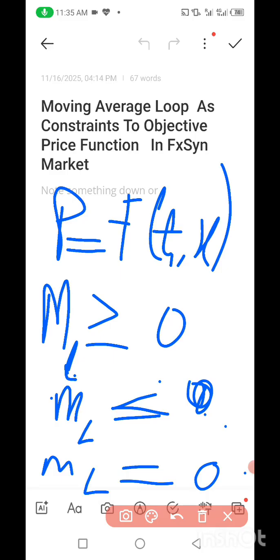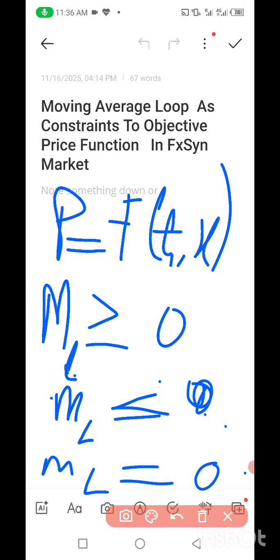The moving average is either sloping up or ranging. The moving average is either sloping downwards or ranging, or the moving average is purely ranging. These are the inherent characteristics of moving average in the price movement.